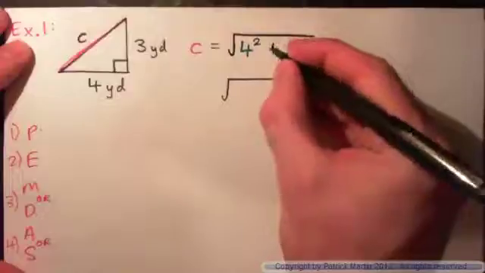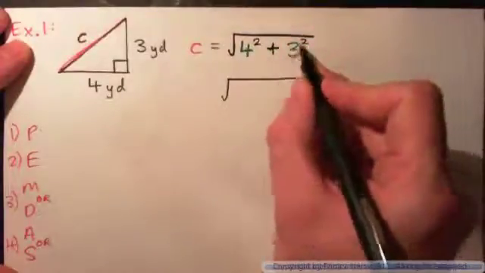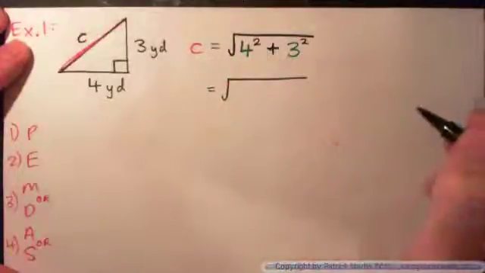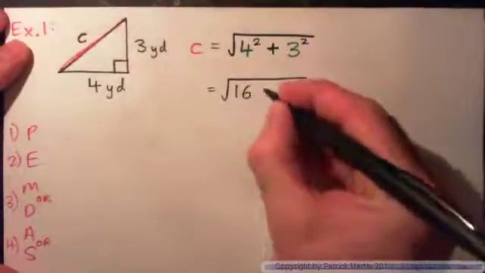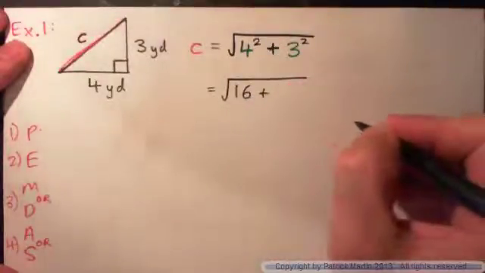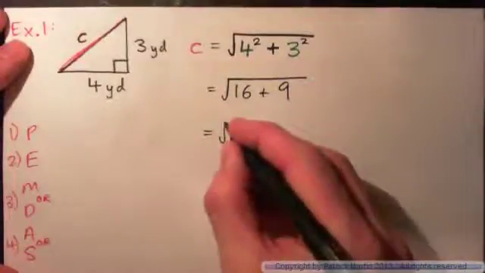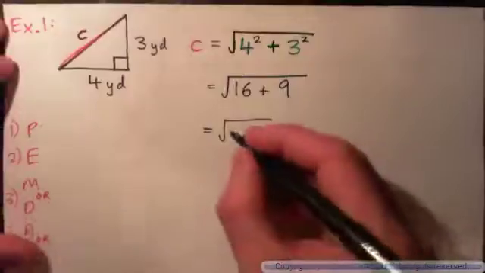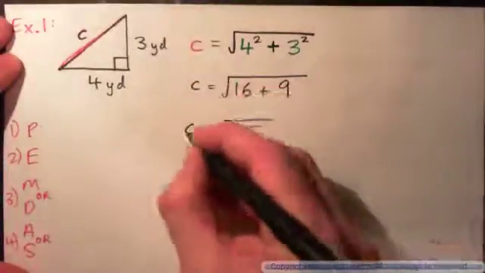And we can't add first inside here. We must do the exponents first, the squareds, right? So what's 4 squared? 4 times 4 is 16, right? What's 3 squared? 9. Okay, we're getting somewhere now. Now we need to add 16 and 9. What does that give you? 25. Okay, so now we have C equals that.